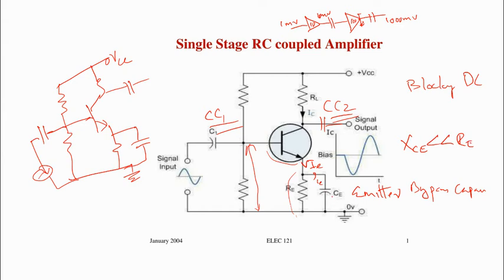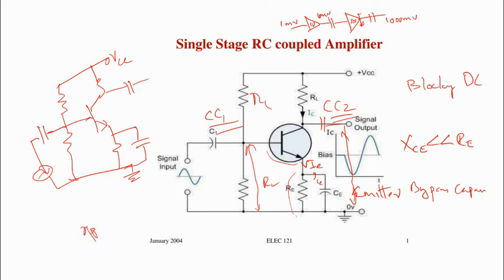So that is the main function, and R1 and R2 are biasing resistors. RC is the load resistance across which we are taking the output, and RE is the thermal stability resistor. So what is the output?